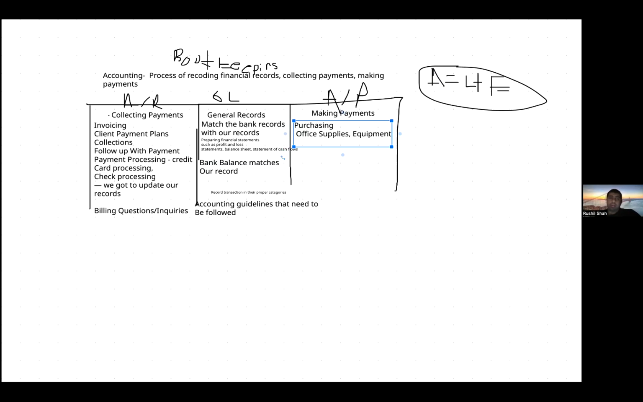Another thing is payroll. Payroll is onboarding new W-2 employees and 1099 workers. 1099 is an independent contractor, and W-2 is an actual employee.